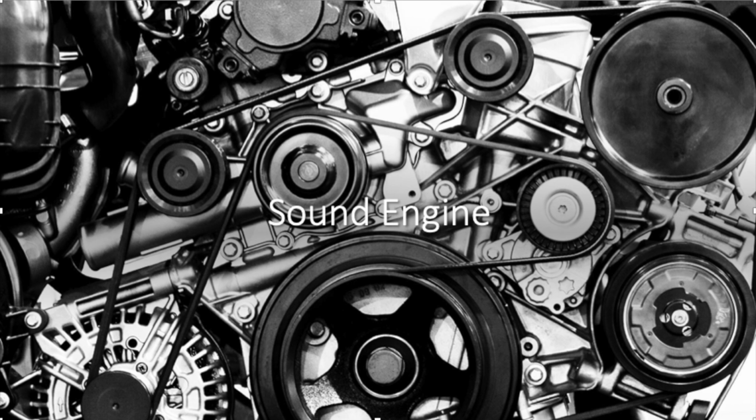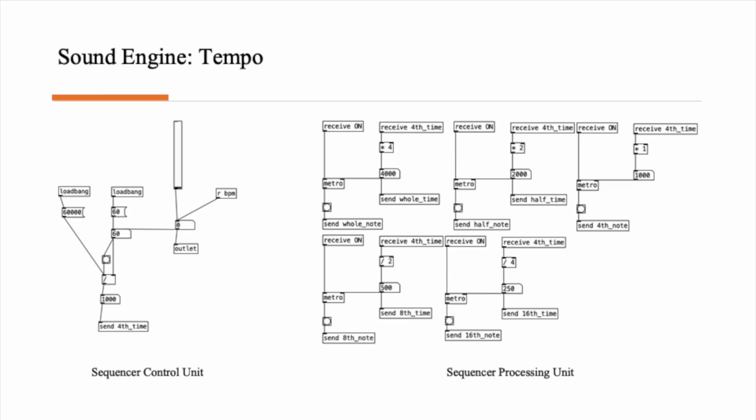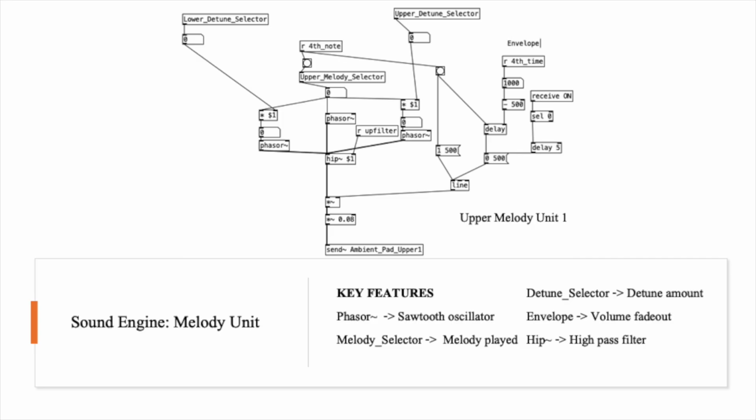Let us now focus on the main component of the instrument, the sound engine. To be able to play music in a rhythmical arrangement, the instrument is equipped with a sequencer, determining the overall tempo. The sequencer has a processing unit, outputting lengths of different segments of the soundscape, and a control unit, where the user selects a desired speed. The most important part of the engine are the melody processors.